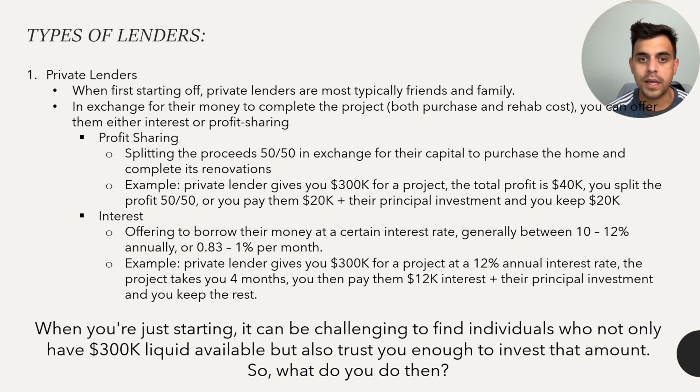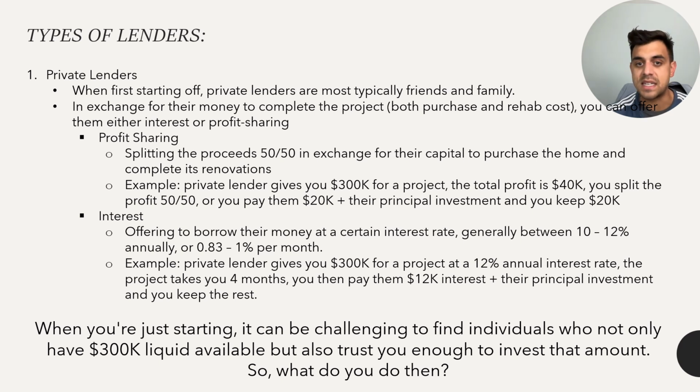Starting with the profit share arrangement, you can simply split the proceeds 50-50 in exchange for the capital to purchase the home and to complete the renovations. An example is that a private lender gives you $300,000 for a project. The total profit on the project is $40K. You split the proceeds 50-50. So you essentially pay them $20,000 in their equity proceeds along with their principal investment of $300,000, and then you keep the $20,000.